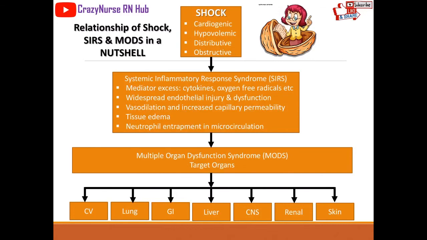And this systemic inflammatory response syndrome will lead to multiple organ dysfunction syndrome, and it targets several organs in the body. That includes your cardiovascular system, the lungs, the gastrointestinal system, liver, central nervous system, renal, and skin. So basically, these three conditions are interrelated to each other, and the multiple organ dysfunction syndrome is the end of the continuum of these three conditions.